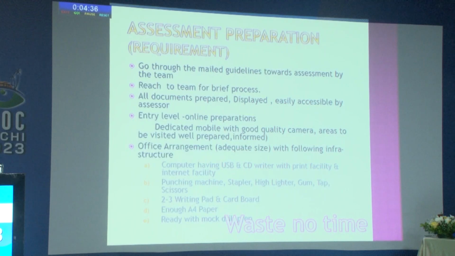Entry-level online preparations: dedicated mobile. If it's online, let's say for entry-level, you need to have a dedicated mobile with no incoming calls, with a good quality camera, because it has to be documented there at the NABH. That's what is being photographed there. Area to be visited, well prepared, informed beforehand, so that we can save time. Office arrangement, adequate size with the following infrastructure: computer having USB and CD writer with print facility and internet facility, because now we have to upload online. Punching machine, stapler, highlighter, gum, tape, scissors, 2-3 writing pads and cardboard, because we have to go for the observation. The cardboard is going to help us for our own help.